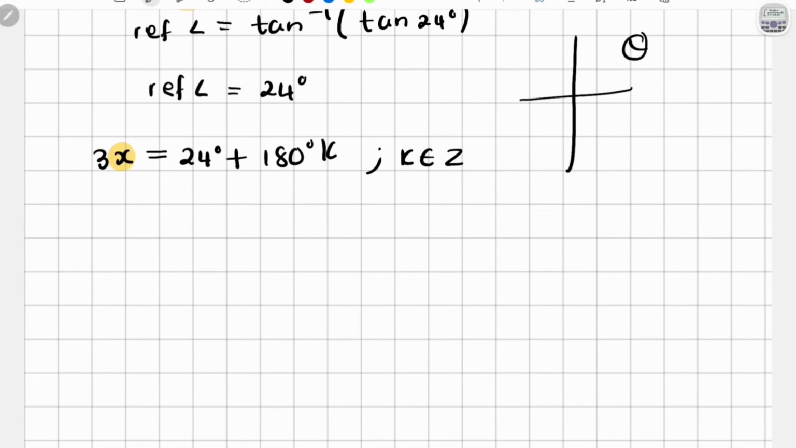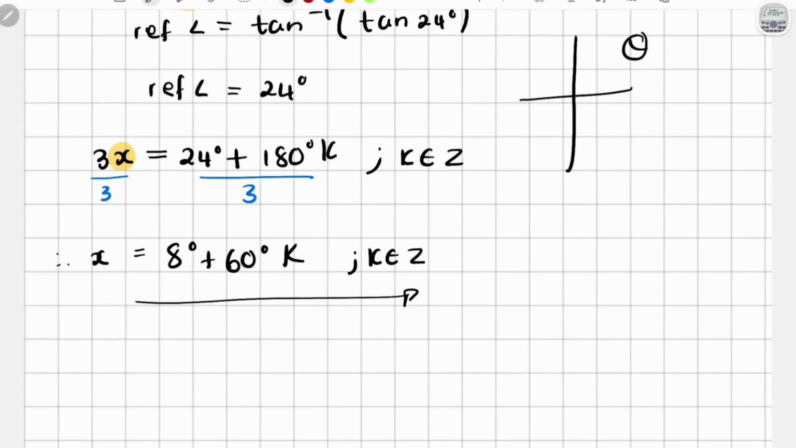Okay, so this is what we have. So we can go ahead and divide both sides by 3. And then if you divide both sides by 3, x is equal to 24 divided by 3 is 8 degrees. 180 cut into 3 parts is 60 degrees, so plus 60 degrees. And where k, of course, is an element of integers. So that's our answer there. And we move on to the next question.